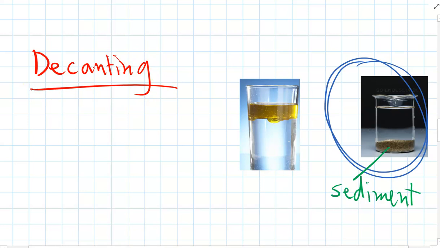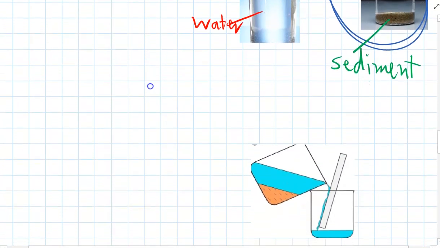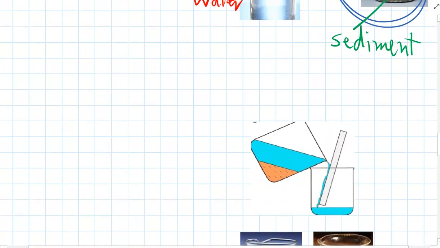And in decanting, you take your mixture. It might be a liquid and a solid, or it might be two liquids. So this one is oil and water, but you can still decant that. What you do is you carefully pour the top liquid into a different container, often using a spoon or a plastic rod if you have one. So you pour out the liquid and you carefully leave the sediment in the bottom of the container. And you slowly pour the liquid off the top.